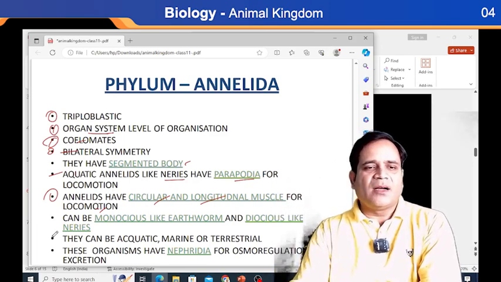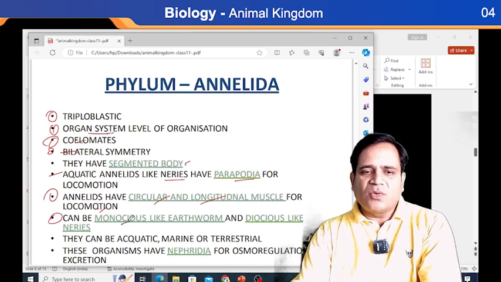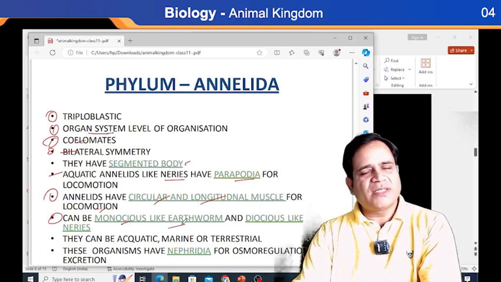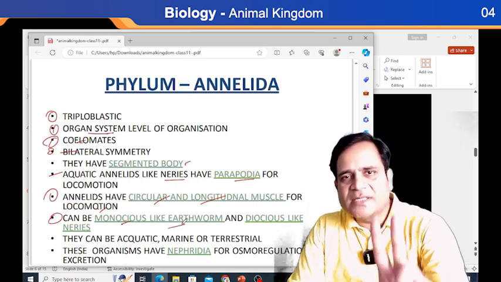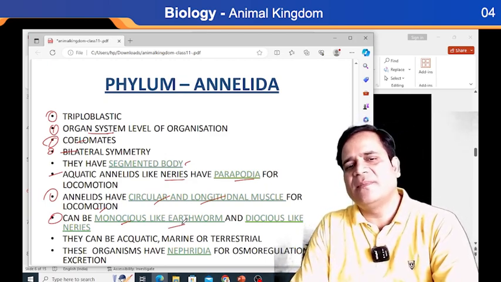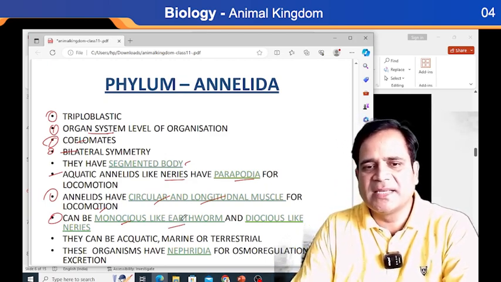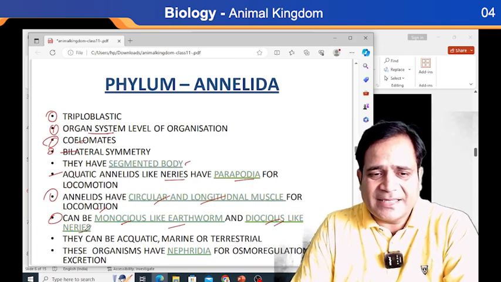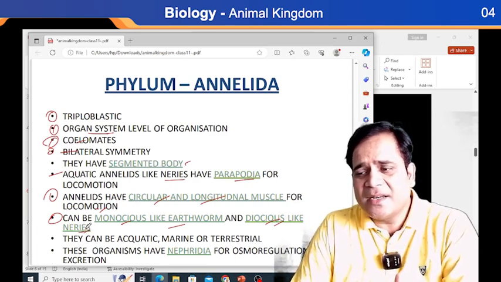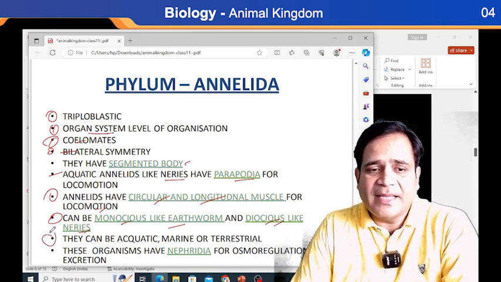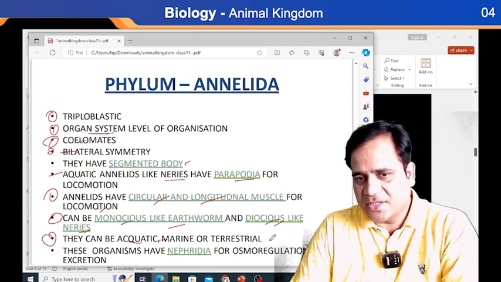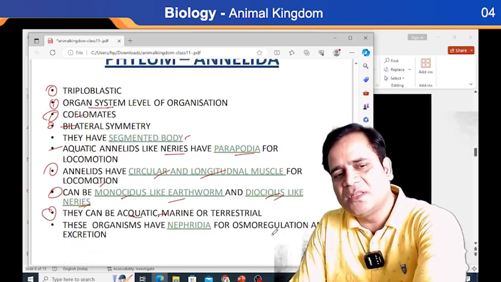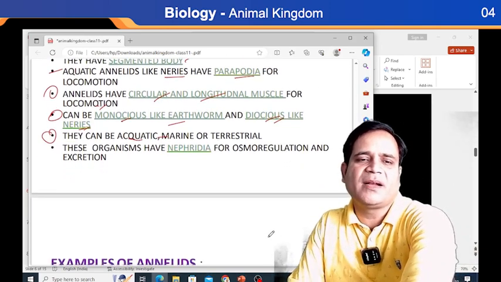Right? Now, next thing can be monoecious like earthworm. Monoecious means what? The organism which has both sex cells, male as well as female. So that's why I'm saying monoecious. And dioecious like Nereis. Nereis is what? Dioecious. They have only one type of sex cells. They can be aquatic, marine or terrestrial. It means they live in all habitats, that is aquatic, marine or terrestrial.